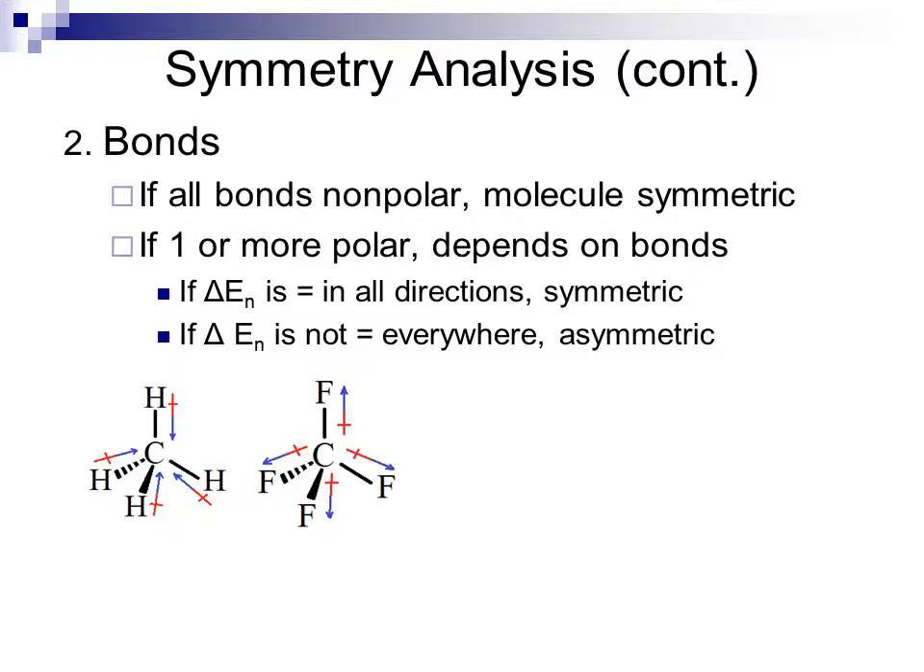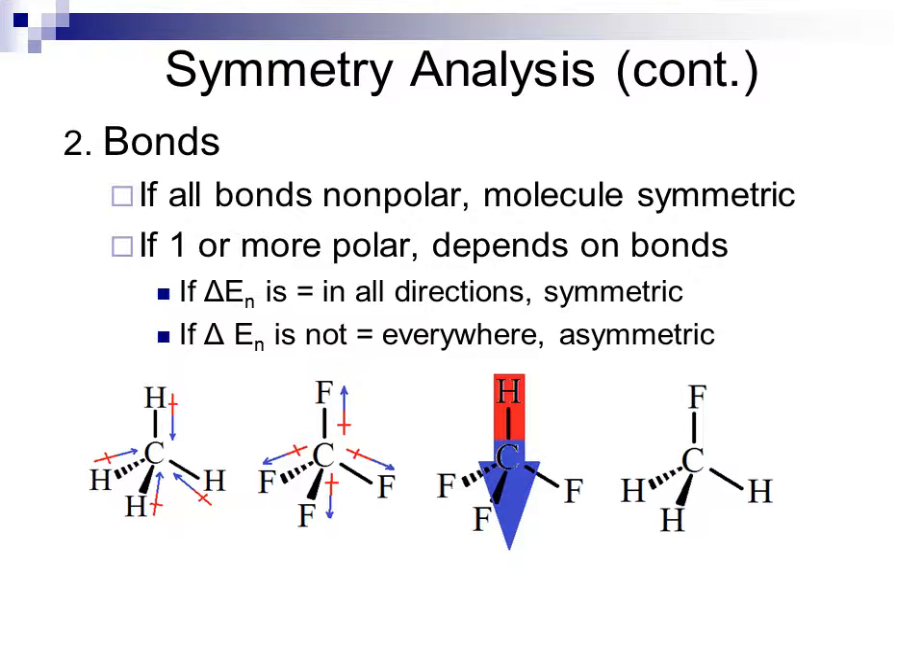However, if the difference in electronegativity is not equal everywhere, then we have an asymmetric molecule. Consider this: if I replace one fluorine with a hydrogen, now the fluorines are all pulling towards the fluorine, the hydrogen's pointing towards carbon. So overall, we think of the electrons as moving down towards fluorine from hydrogen. This produces a situation where the polarity points down towards the fluorines, with the negative end at the fluorine and the positive end at the hydrogen.